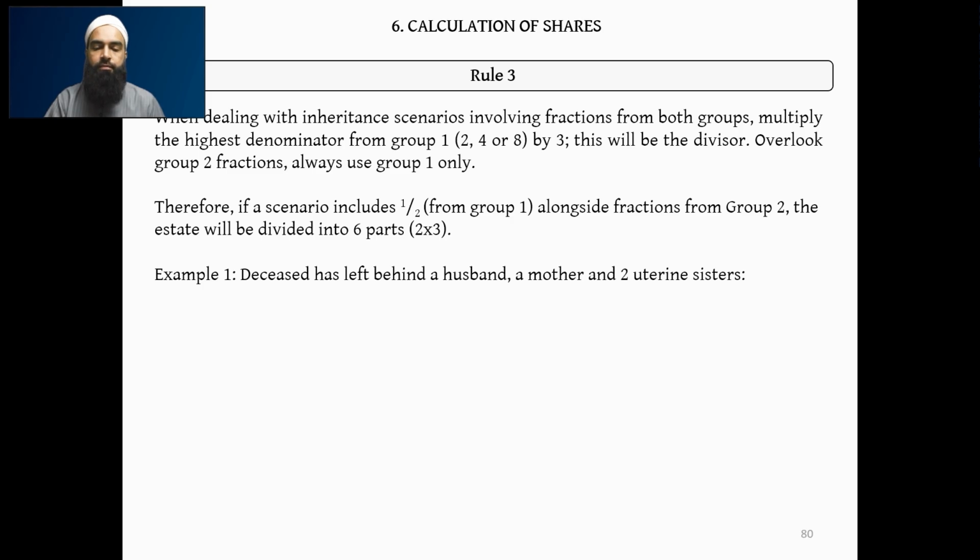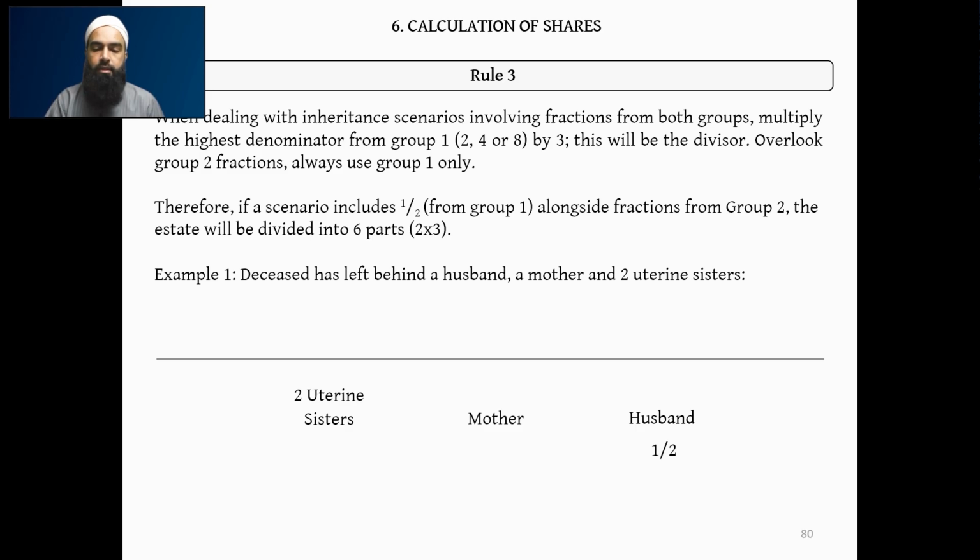Deceased has left behind a husband, a mother, and 2 uterine sisters. So we're going to draw the line out. Husband, mother, and 2 uterine sisters. Husband, because there is no children, will receive half. Mother, because there's 2 siblings, will receive a 1/6. And the 2 uterine sisters will receive, because 2 of them, 1/3.